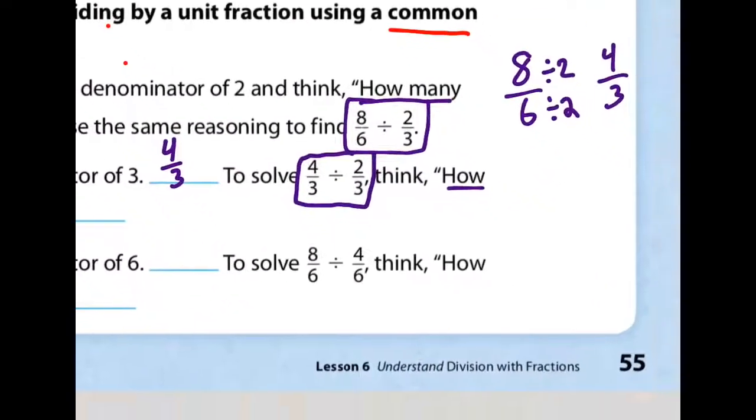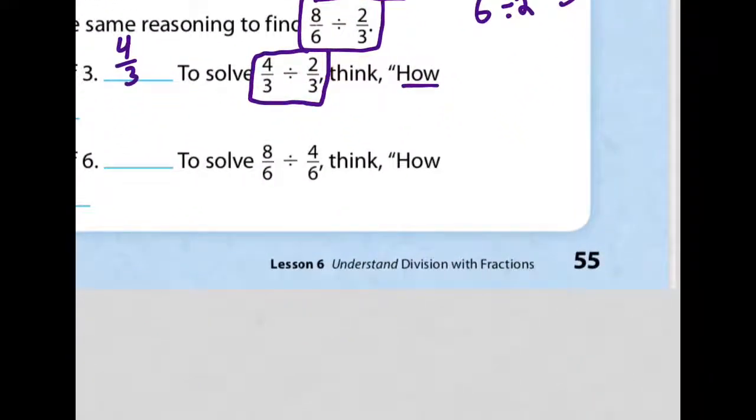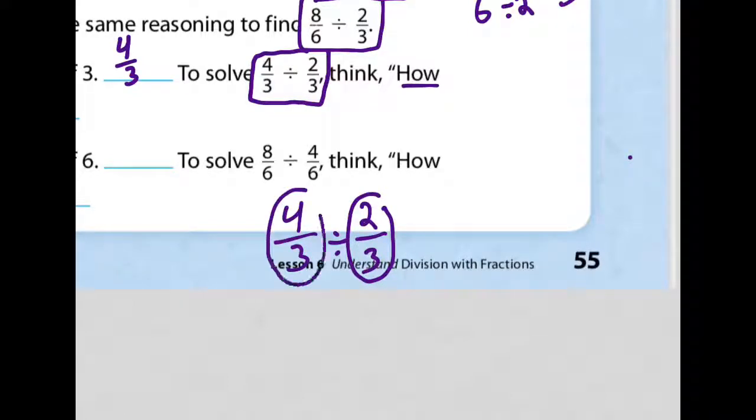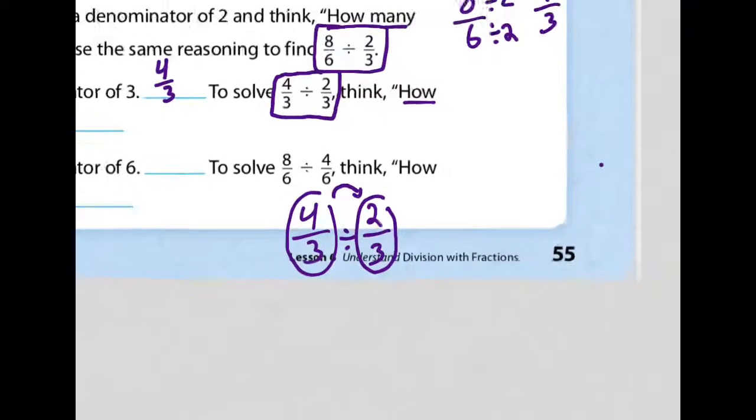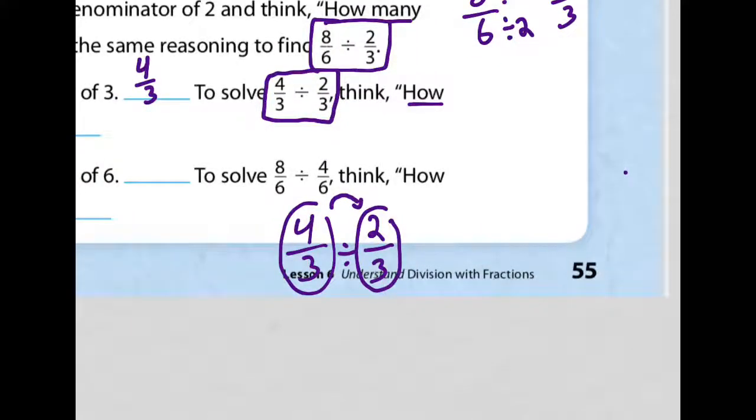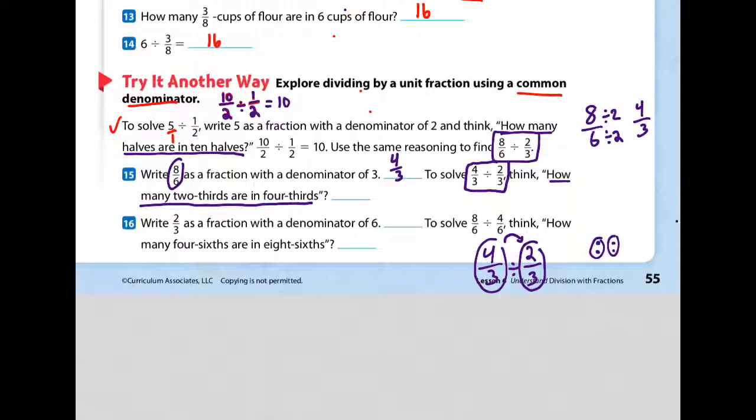Think about that question. I'm going to write that problem bigger. We have 4/3 divided by 2/3. Think, how many 2/3 are in 4/3? Well, what I really just have to do is divide 4 by 2, because think, how many 2's are in 4? There's 2 of them, right? 1, 2, 3, 4. There are 2 groups of 2 in 4. So the answer to that is 2.